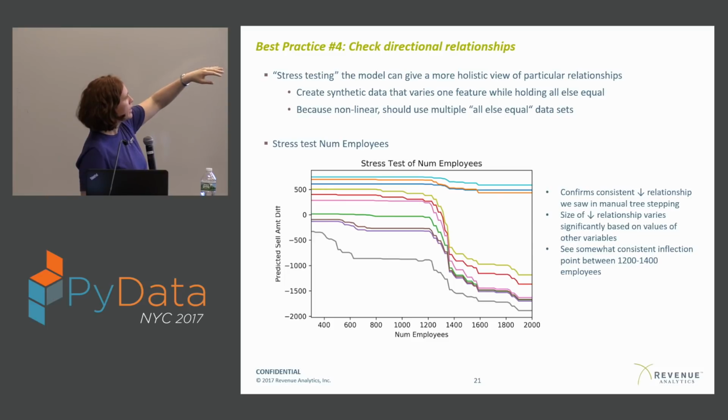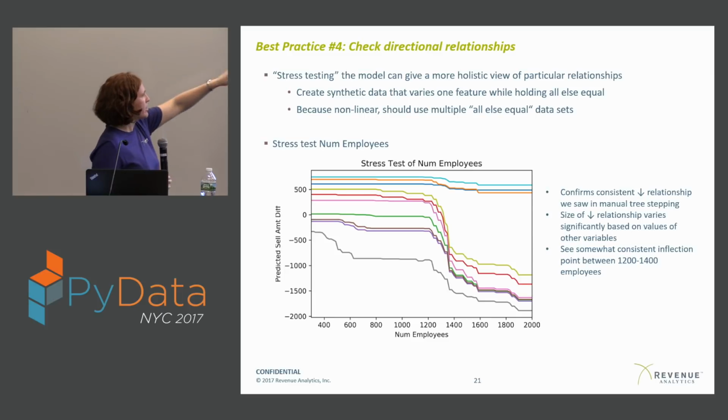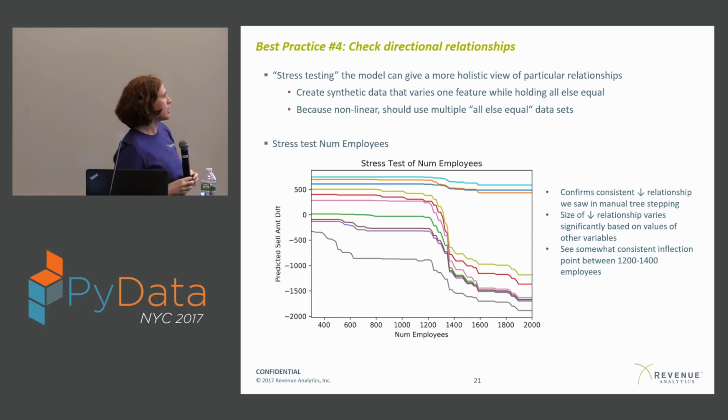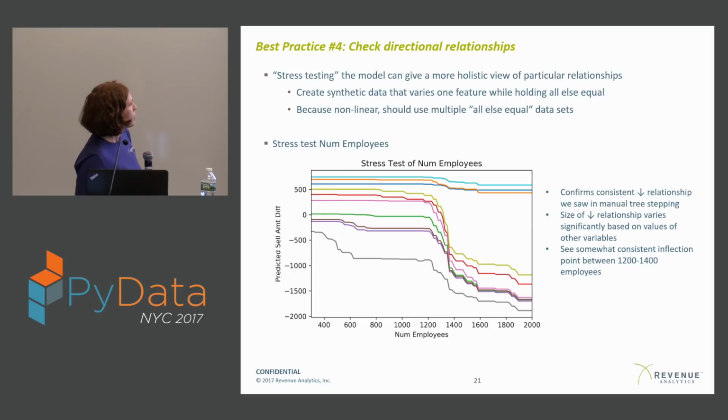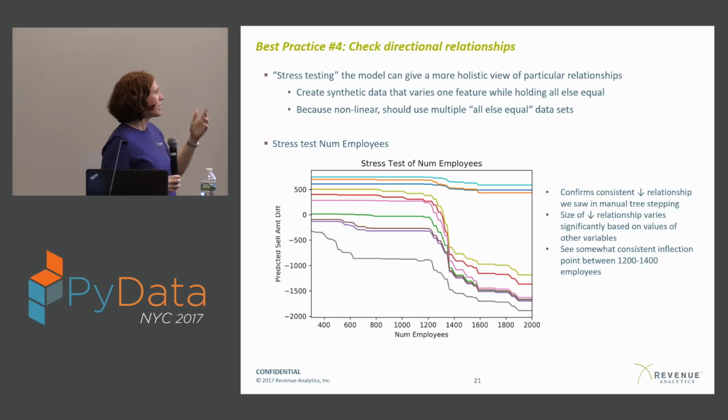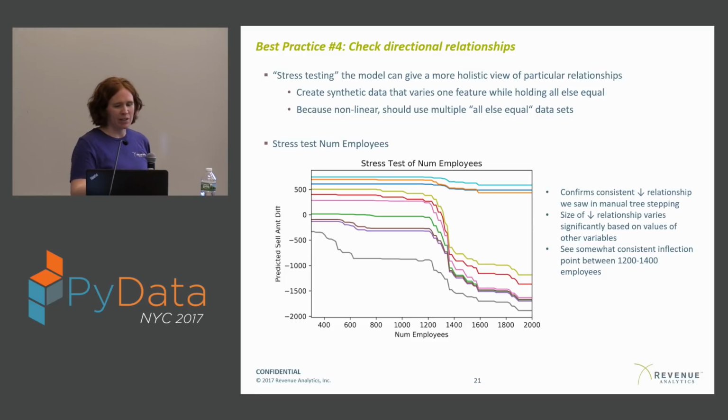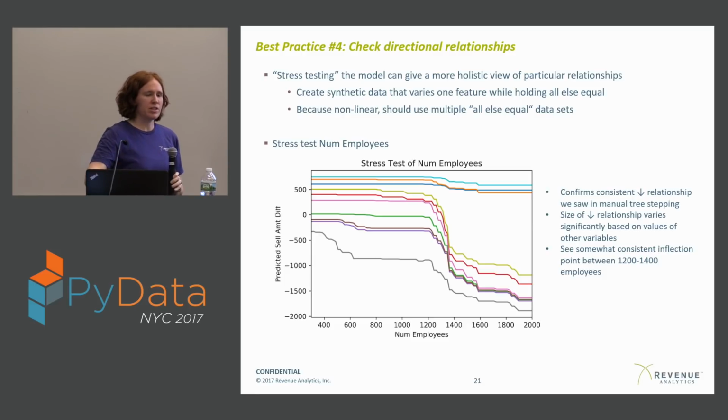The top few lines are pretty flat, so depending on the value of the other features for those, number of employees isn't that predictive. But in the middle of the chart, it's very predictive, especially around this inflection point between 1,200 and 1,400 employees. That in and of itself can be an interesting business insight: what is it about a company going from 1,200 employees to 1,400 employees that leads to this huge difference in behavior, roughly all else equal? At least within each line, it's all else equal.